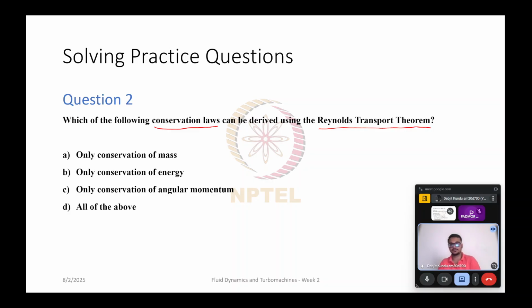So this is question number 2 for the second week of interactive live sessions for the course on fluid dynamics and turbomachinery. This question is asking which of the following conservation laws can be derived using the Reynolds transport theorem. Is it option A, only conservation of mass? Option B, only conservation of energy? Option C, only conservation of angular momentum? Or option D, all of the above?